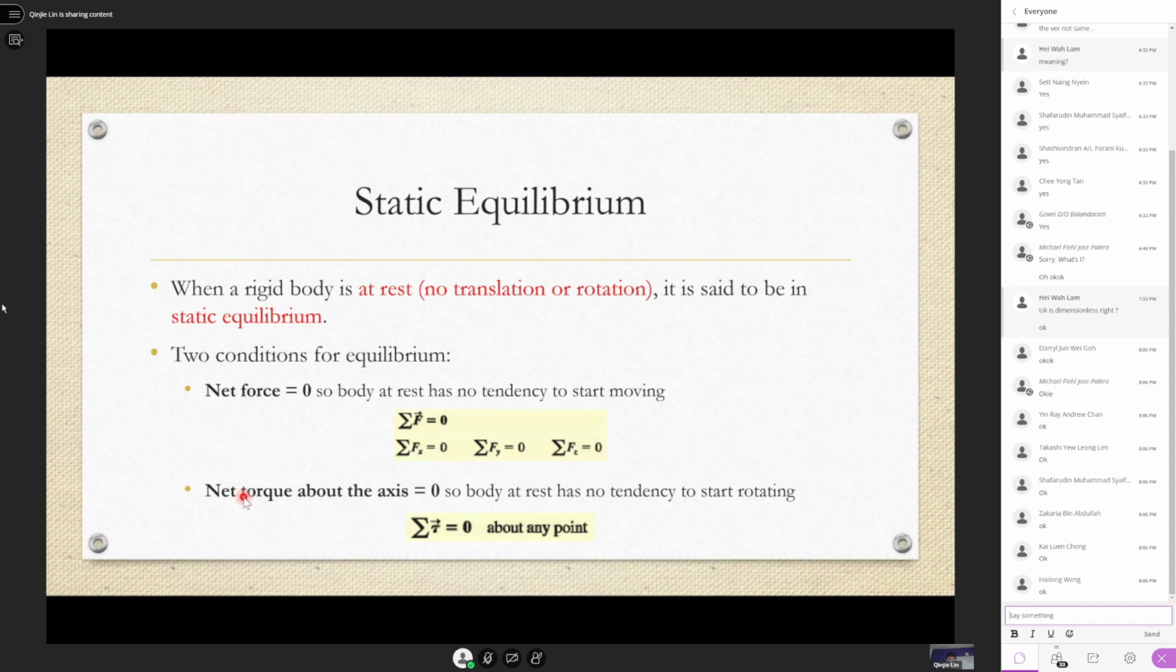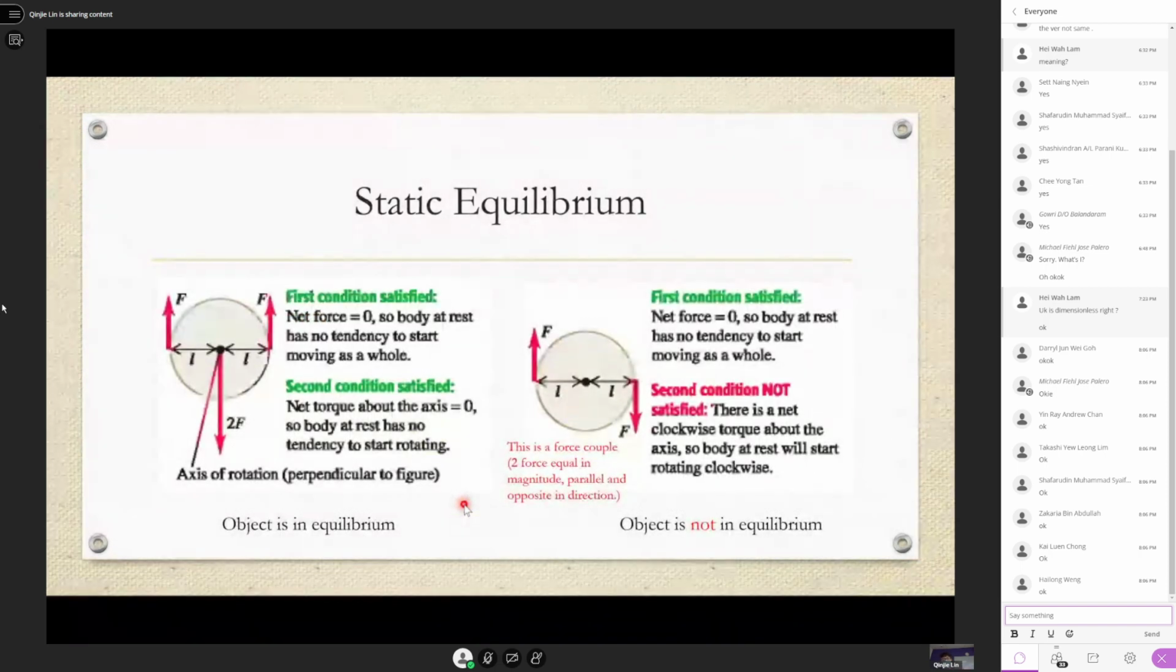The other criterion is your net torque about any axis must equal zero. If the net torque is zero, the object will not start to rotate. Because if about any axis there is a torque, it will confirm start rotating. So net torque also must be zero. If that's fulfilled, then this thing is in static equilibrium.